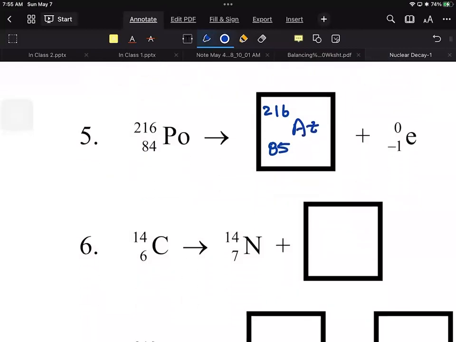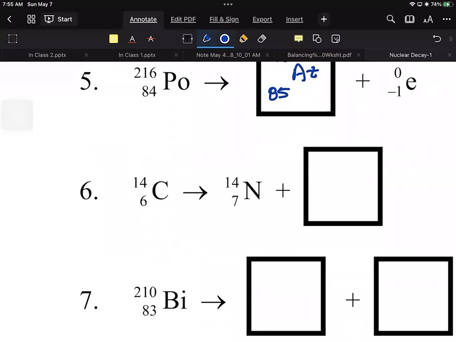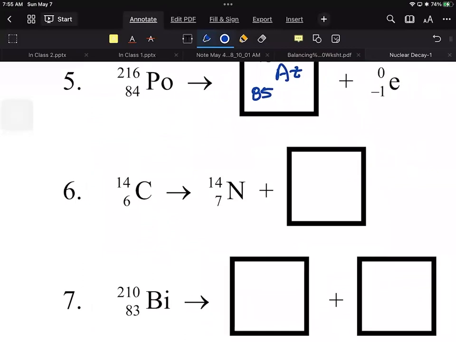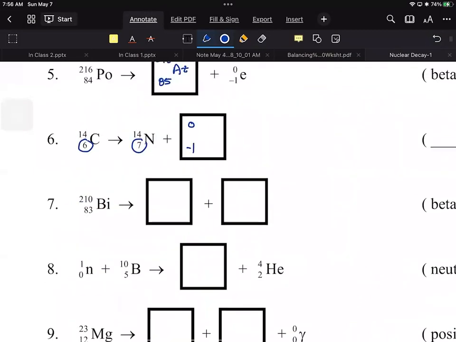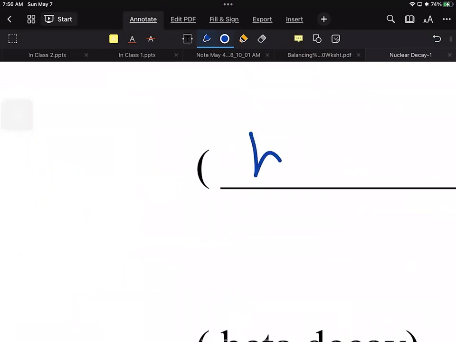All right. Next one is 6. Carbon breaks down to nitrogen. So 14 to 14. So what plus 0 gets 14? That'll be 14. And then 6 breaks down to 7. So 7 plus what equals 6? -1, because 7 minus 1 equals 6. And so as you see here, this will be a beta decay. So you're going to write e right here, and then beta decay.